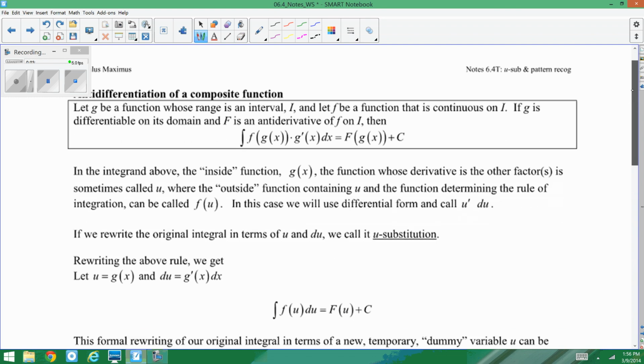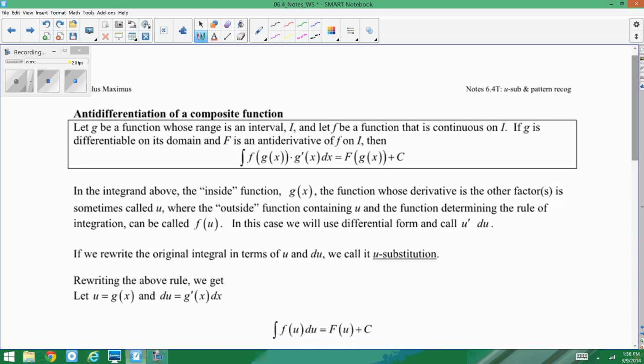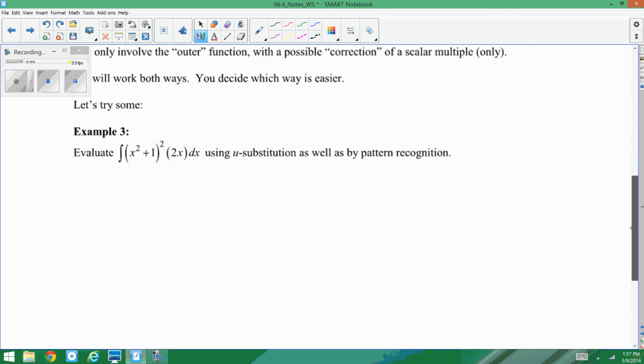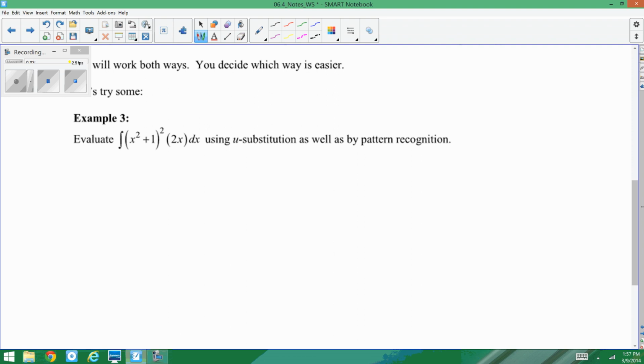All right, so there is the official thing, antidifferentiation of the composition of a function. And u-substitution, this is something where you can read. I'd rather just show you an example for right now. And we will do both ways, and you decide which one's easier. The first way that I'm going to do it is u-substitution.